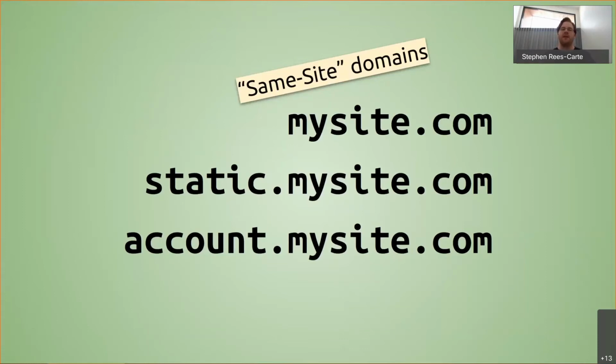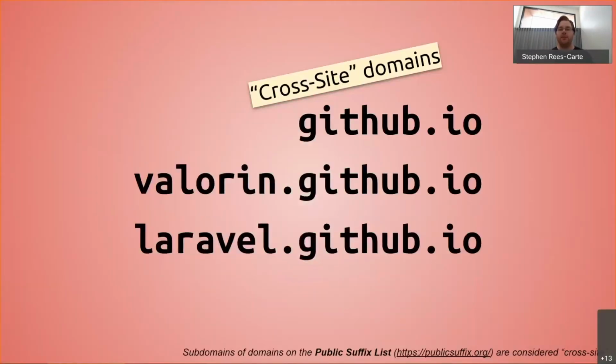But what about something like github.io, which is a public domain? Well, I guess public domain in the sense that you can get a subdomain off it. Do we really want cookies to be able to be sent across those different subdomains? And that's where the public suffix list comes in. So it's a list of domains that are used for public subdomains like this, like github.io. And it defines it as a cross-site domain. And so a request going from laravel.github.io to valoran.github.io is considered a cross-site request. And if you're using SameSiteStrict on that, it will be blocked because it's a cross-site request.